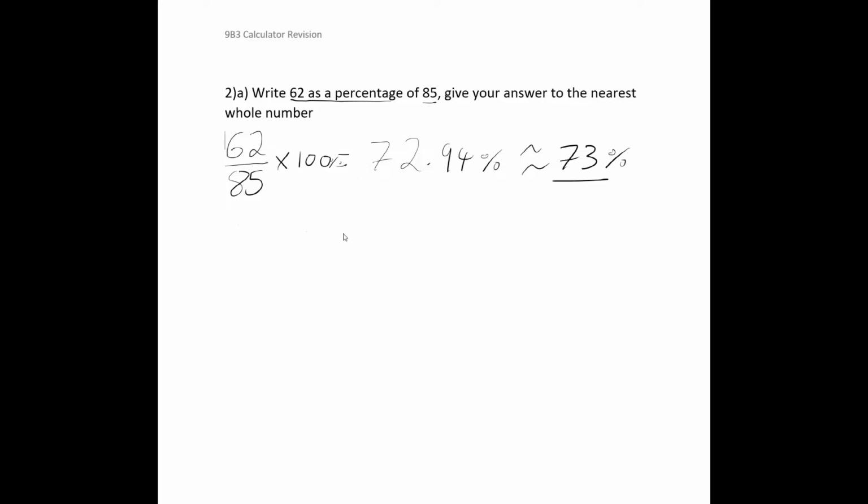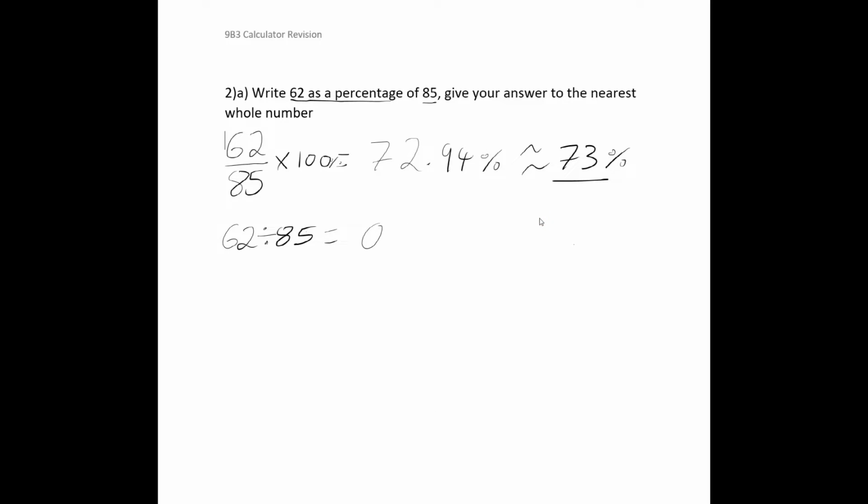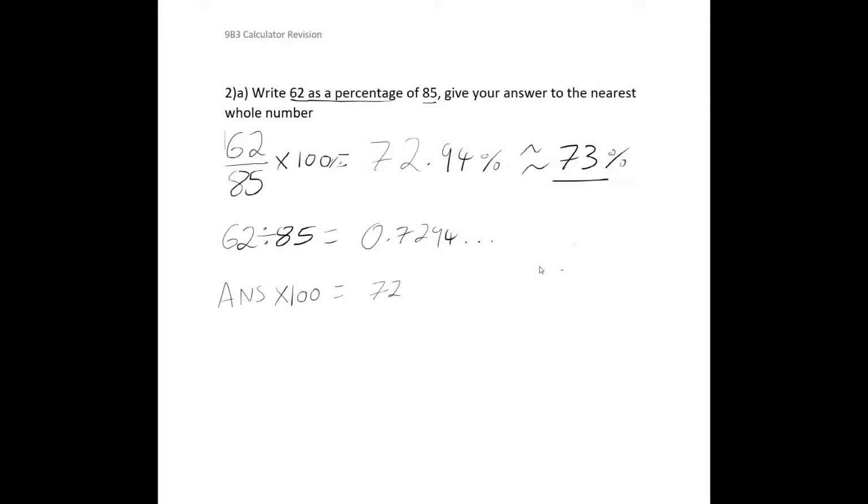If you don't have a fraction button, you can do this. You could just do 62 divided by 85 and press equals, which would give you 0.7294. You could then press ans times by 100, and it will take that 0.7294 and multiply it by 100 for you. You then press SD and you get the same answer as before, 72.94%, which is around 73% as before.